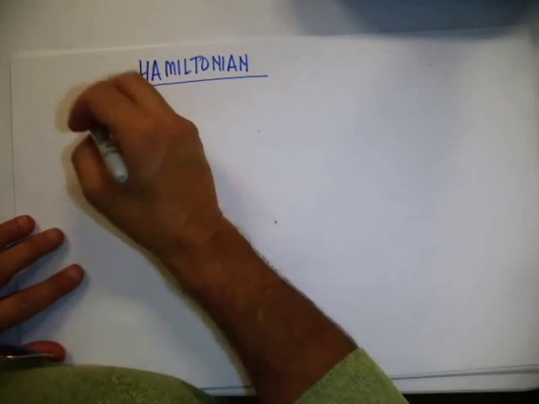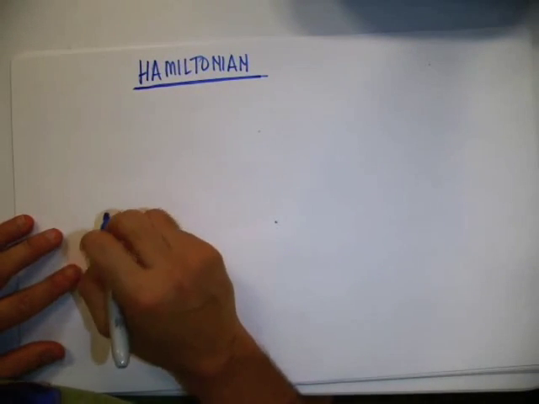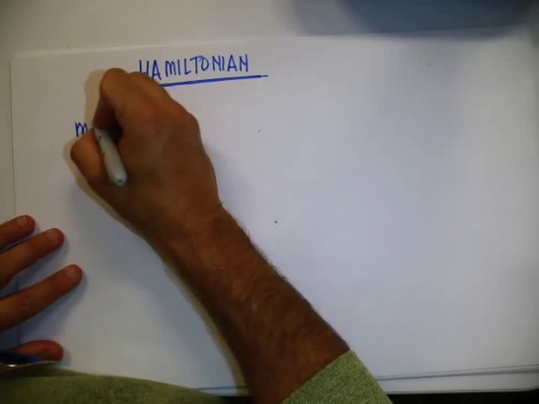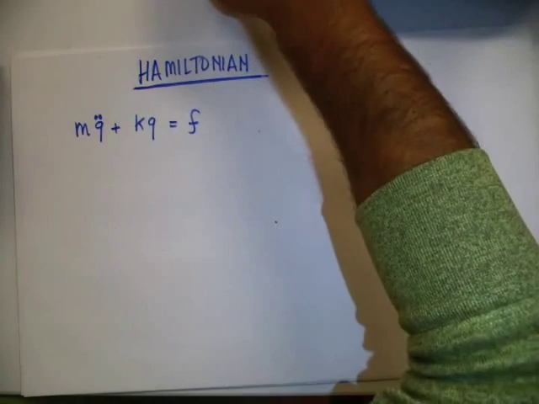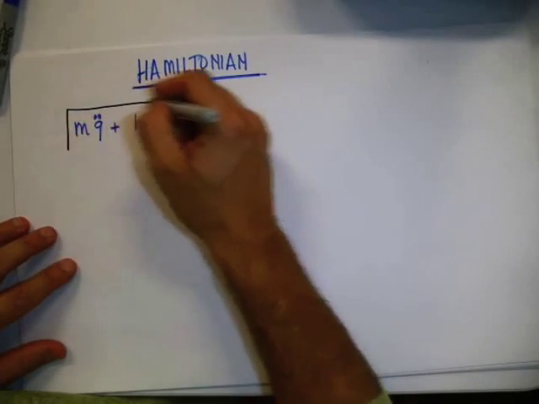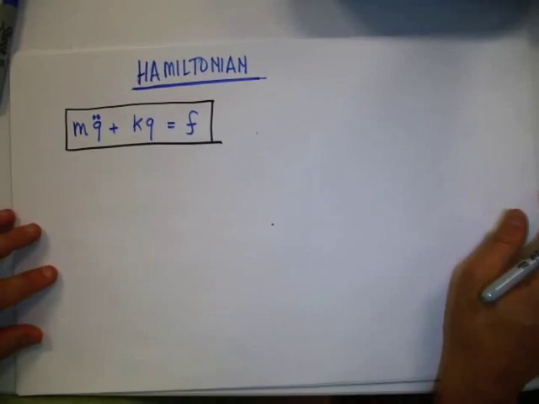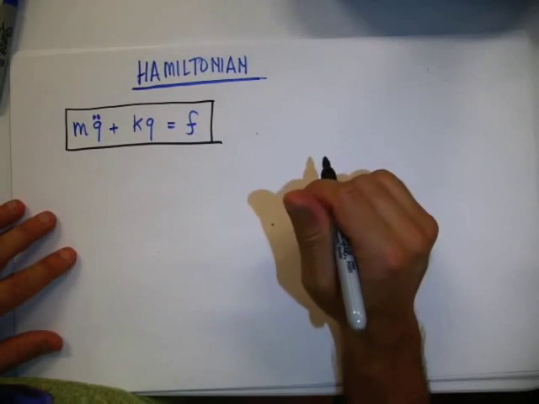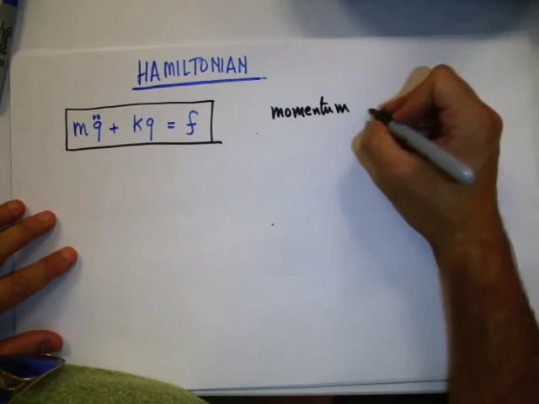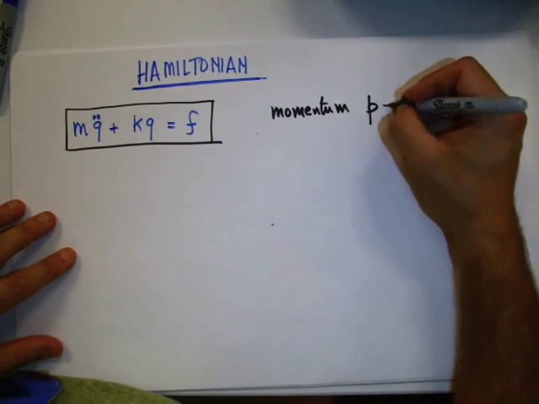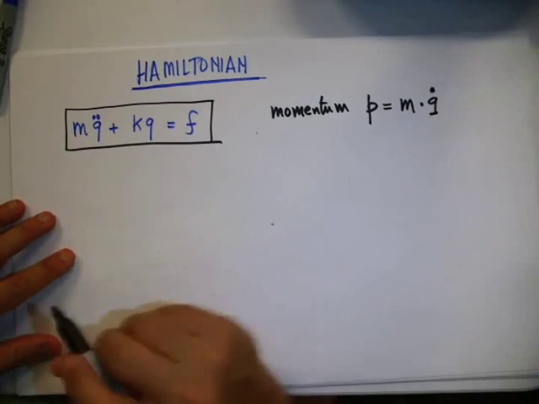So let's understand how to define a Hamiltonian. The original equation is m q double dot plus k q equals f. This is our original system. As a physical quantity, we can introduce the momentum p, which is given by the mass times q dot.